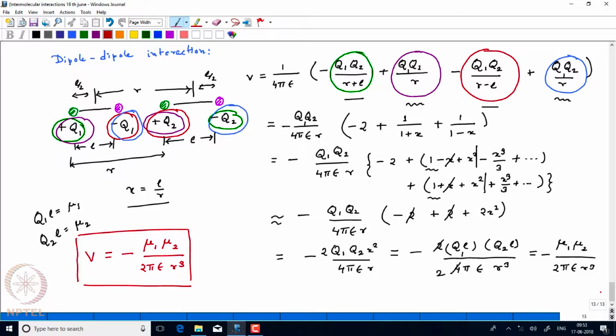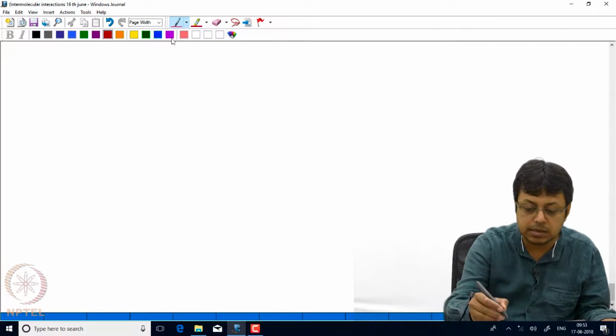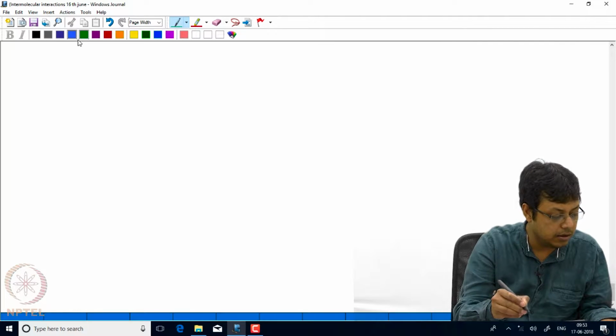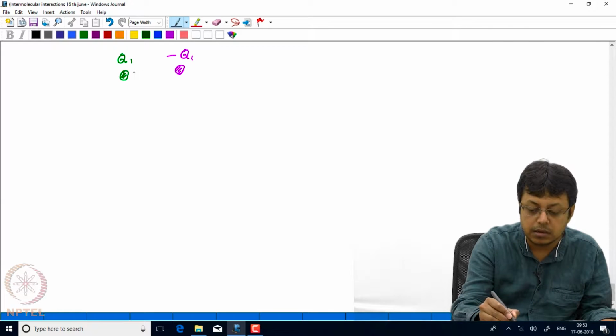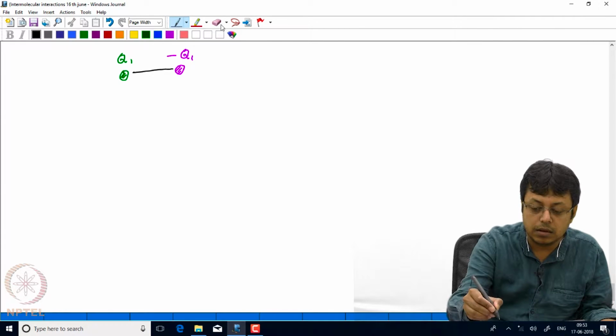Now, next section, let us just consider if the dipoles are still parallel, but they have an angle between them. By that what we mean is something like this. As before, we have a positive end of one dipole, let us say this is Q1, and then we have a negative end on the other dipole, which is minus Q1, and then we can actually write it in black as before.